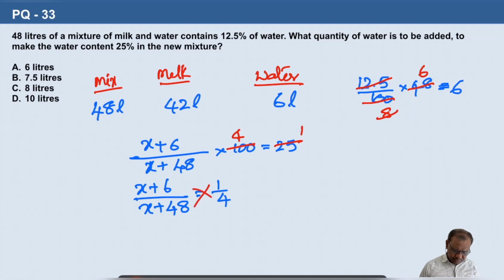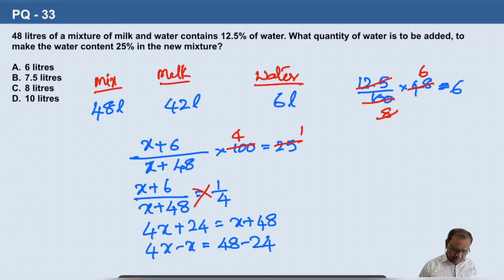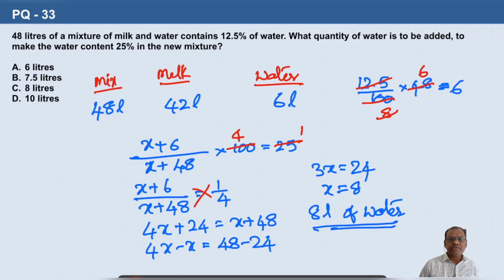Cross multiply. 4x plus 24 is equal to x plus 48. 4x minus x is equal to 48 minus 24. 3x is equal to 24. 48 minus 24 is 24. x is equal to 24 by 3, that is 8. So that means 8 liters of water is to be added, to make the water percentage 25%. Option C is the right answer.